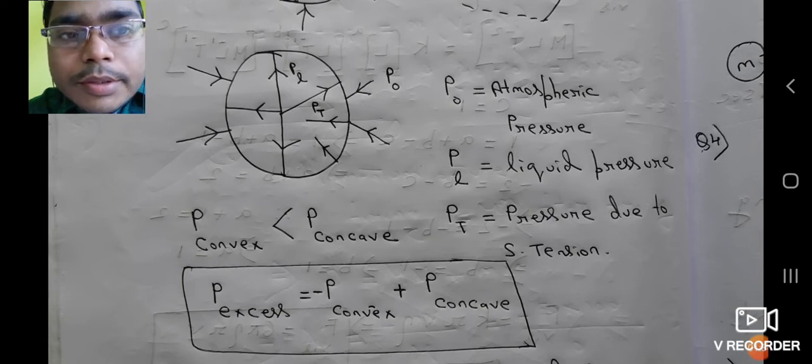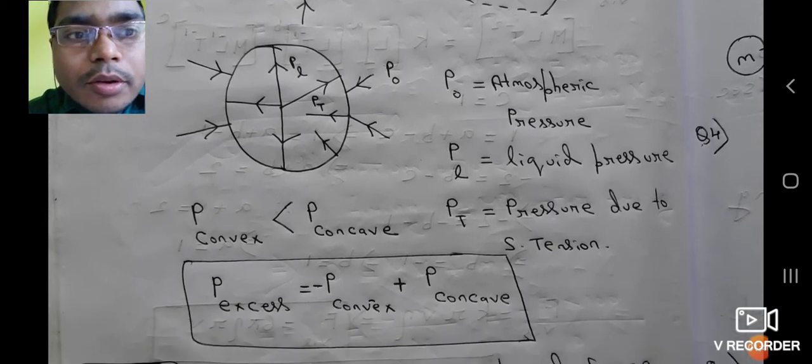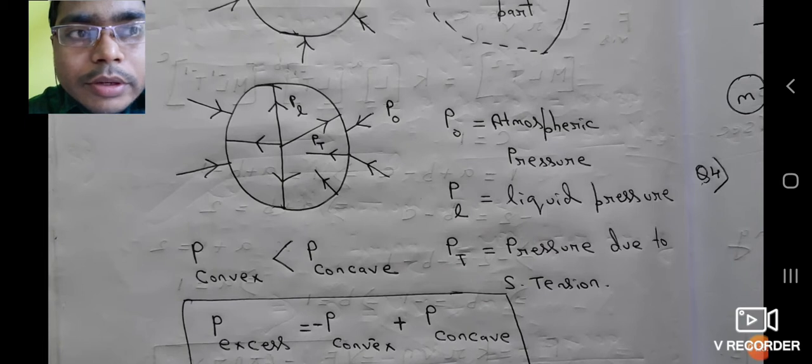And what will be the excess pressure? The excess pressure is given by concave part pressure minus convex part pressure. So that is given by P excess equal to minus P convex plus P concave. This can also be written like this: P concave minus P convex. So here I have written the terms: P naught is the atmospheric pressure, PL is the liquid pressure, and PT is the pressure due to the surface tension.